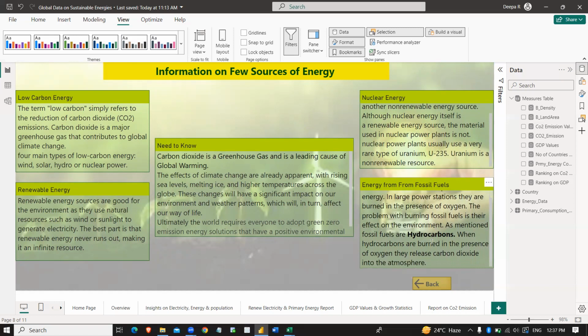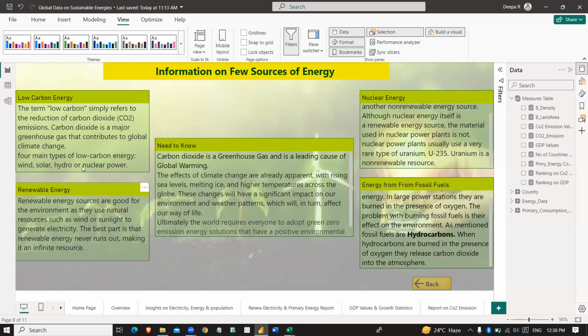As mentioned, fossil fuels are hydrocarbons. Hydrocarbons are burned in the presence of oxygen, and then release carbon dioxide into the atmosphere, which is dangerous, as carbon dioxide is a greenhouse gas and is a leading cause of global warming. That's why we should strive towards generating electricity using low carbon and renewable energy. Okay, so low carbon also includes wind, solar, hydropower, and nuclear power.